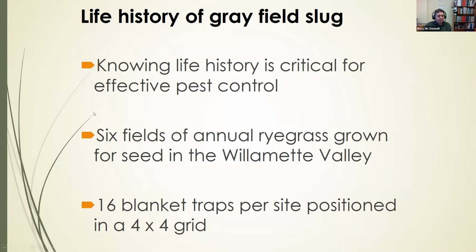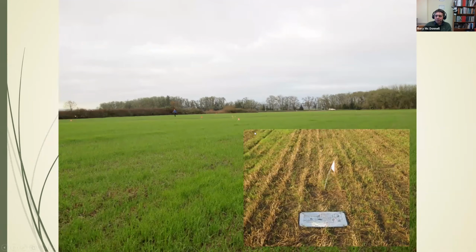So we set up 16 slug blanket traps in a 4x4 grid in 6 annual ryegrass fields here in Oregon. We chose annual ryegrass because it's a very, very valuable crop in the Willamette Valley. And also it's a crop that the grey field slug causes huge amounts of damage to every year. And this is one of our fields. You can see a pink flag here, here, and here.